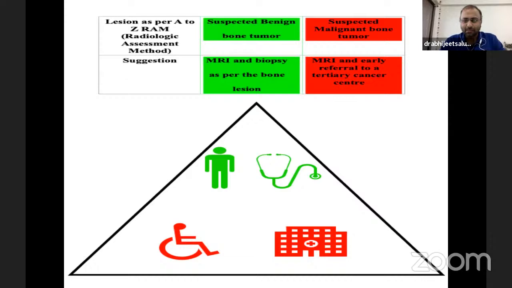Blood investigation, and biopsy if the lesion requires a biopsy. We don't do biopsy for osteoid osteoma. We don't do biopsy for osteochondroma. But for all other benign lesions that we are suspecting, we do biopsy.